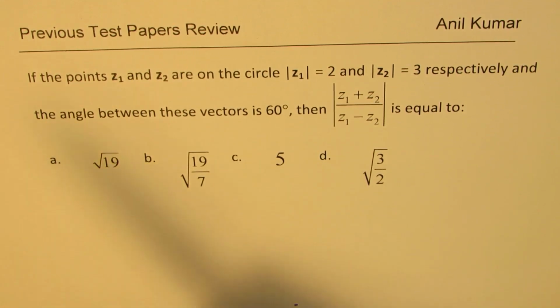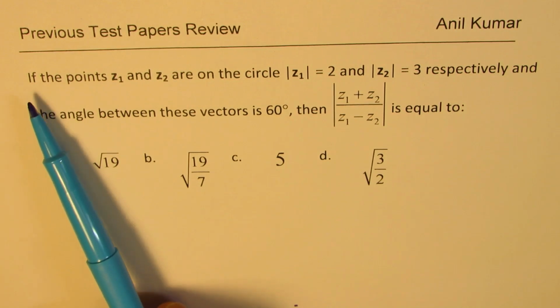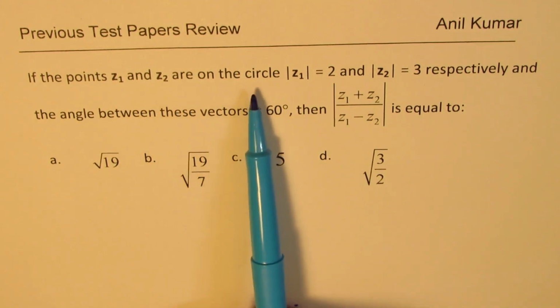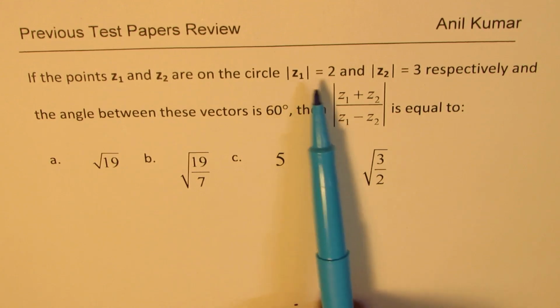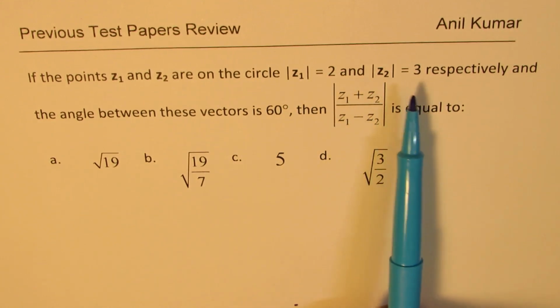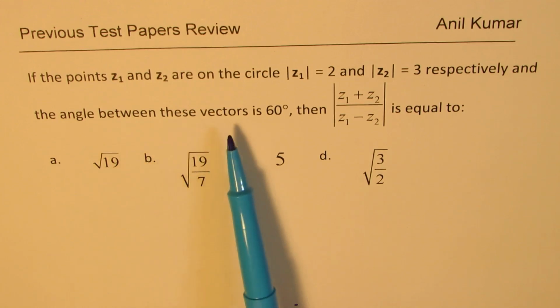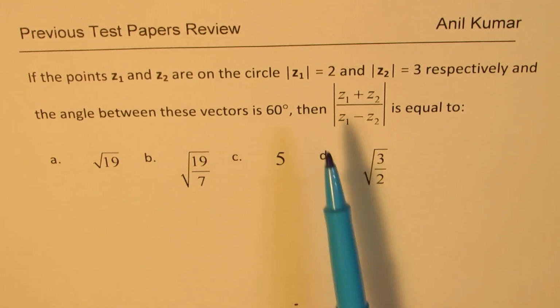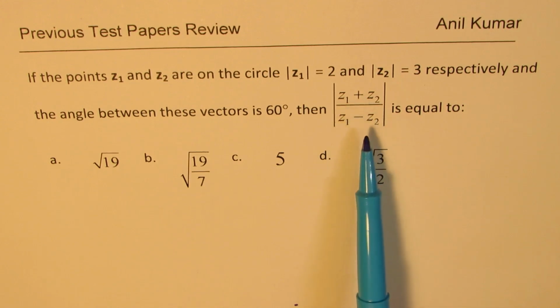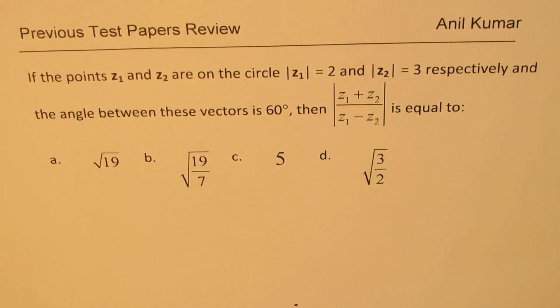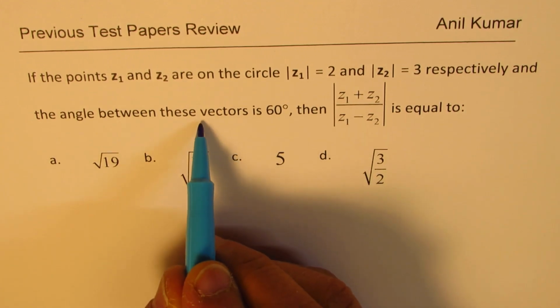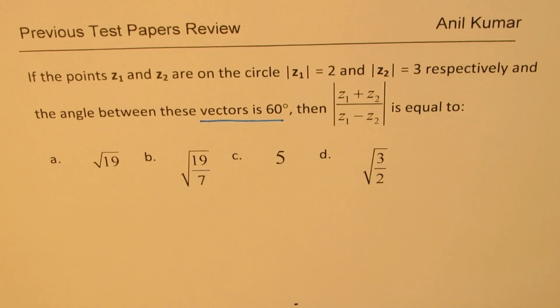So let's look into the question itself. If the points Z1 and Z2 are on the circle where magnitude of Z1 is 2 and magnitude of Z2 is 3 respectively, and the angle between these vectors is 60 degrees, then magnitude of ratio of their sum and difference is equal to what? Now some of you might not have done vectors, so don't be alarmed by this word. You could actually solve this question using concepts of trigonometry and the concepts of physics which you've learned.